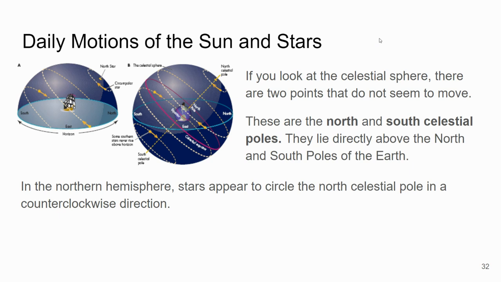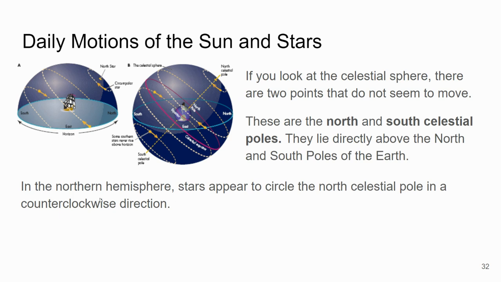So if we're looking at the celestial sphere, there are 2 points that do not seem to move. If you're in the northern hemisphere, you're only going to see one point, and if you're in the southern hemisphere, you'll see the other point. These points are called the north and south celestial poles, and they lie directly above the north and south poles of the Earth. So the Earth is spinning on an axis. If you take that axis and just project it out, straight above the North Pole and straight below the South Pole, not that above and below and up or down are really meaningful in this kind of sense, they will point to the North Celestial Pole and the South Celestial Pole.